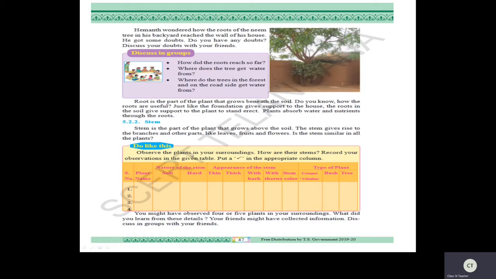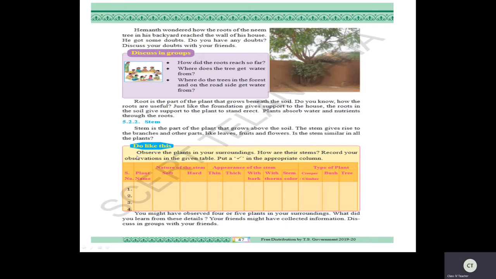So you have seen about stems, right, children? See here, this is a stem. So other parts of the plant can be seen on the stem, like branches. You have seen leaves, flowers, fruits. Right, children? Yes. Now, is the stem similar in all the plants?